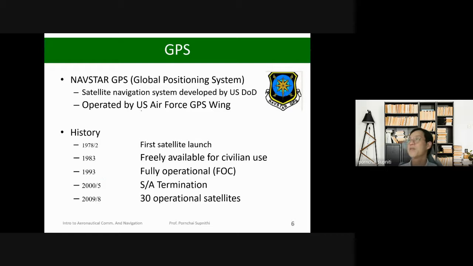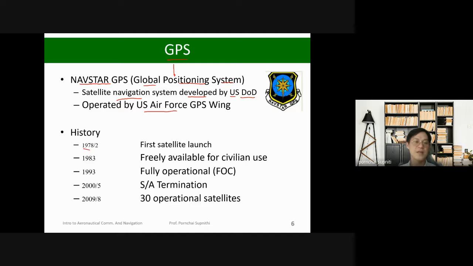GPS is one of the oldest systems, and originally the name was Navstar GPS. GPS represents Global Positioning System, and it's a satellite navigation system used for navigation of aircraft and for consumers. Early on, it was developed by the U.S. Department of Defense, or DoD, and it's operated by the U.S. Air Force.